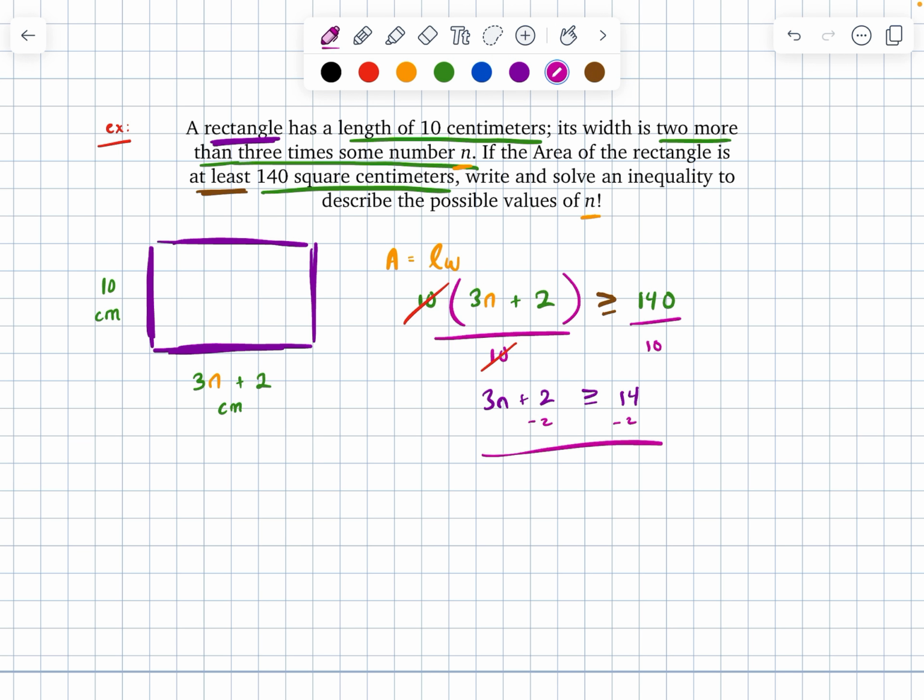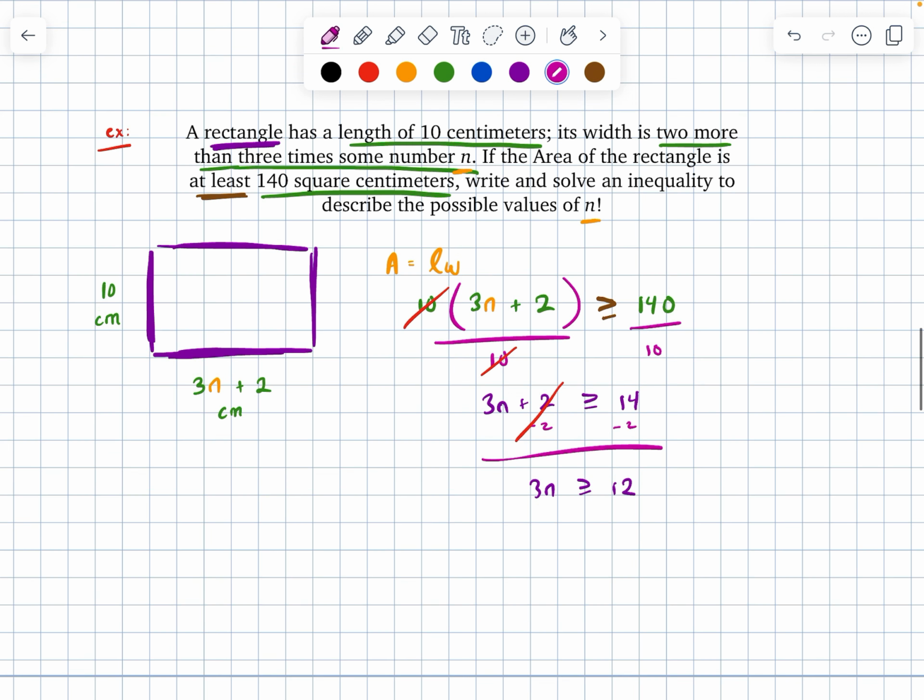Next up, I've got to get n by itself. Let's start by subtracting 2 from both sides. Plus 2 minus 2, these go away. I've got 3n is greater than or equal to 12. Divide both sides by 3 to isolate our variable. We find that n must be greater than or equal to 4. So there you go. n could be 4. It could be 4.1, 4.2, 4.9, 5, 6, 7. It could be 1,000, 3,000, all that good stuff. Cool.